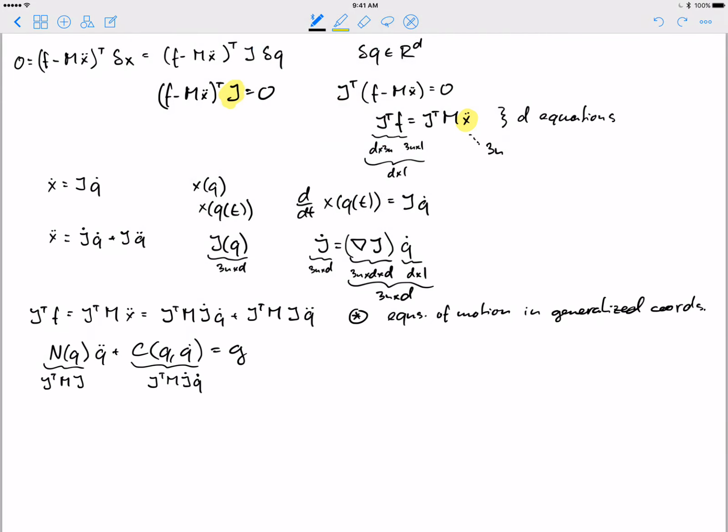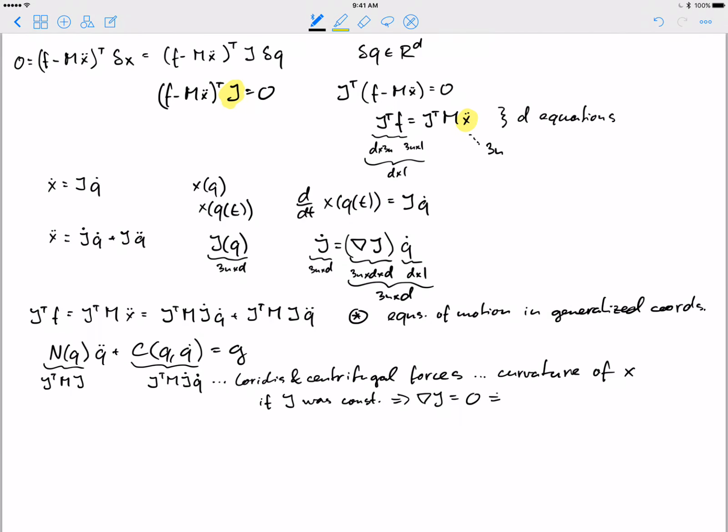So let's talk about the C term here. Those are the Coriolis and centrifugal forces. Those are sometimes called fictitious forces, and they are there because of the curvature of our parametrization function x. Notice, if J was constant, that means the gradient of J would be 0, which means that J dot would be 0, which means that this whole term would be 0.